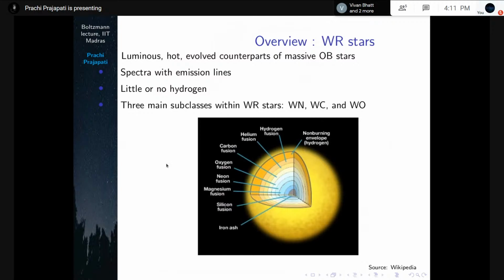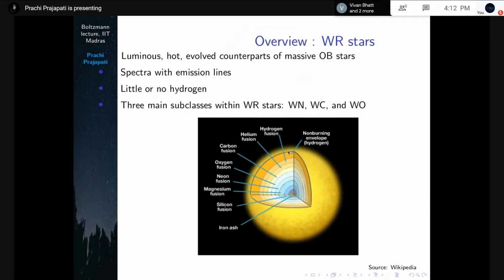So that is why, since they have already crossed the main sequence, hydrogen will obviously be depleted, or there will be very little hydrogen. Subsequently, they also show heavier elements like carbon, nitrogen, and oxygen. If you want to understand this in a very nice manner, this is called the onion shell structure model of a star.